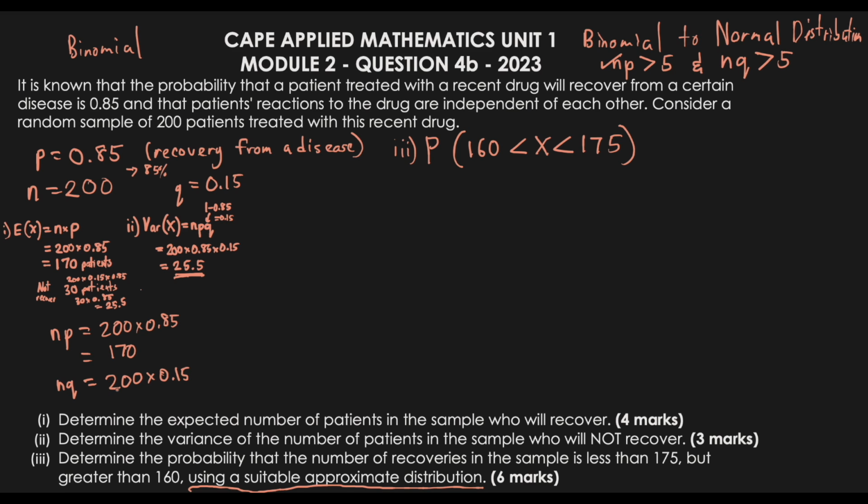As you can see here, once we do that, we'll get 30. And once again, this is more than 5. So since these two conditions are met, we can approximate a binomial to a normal distribution for this particular question.